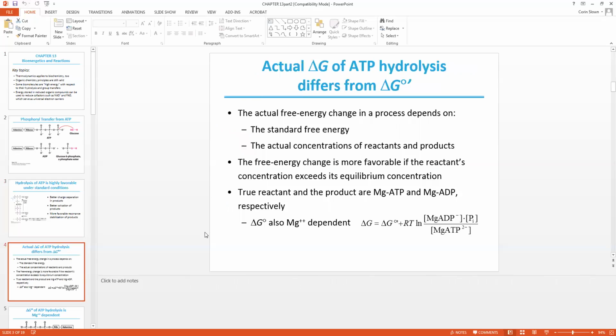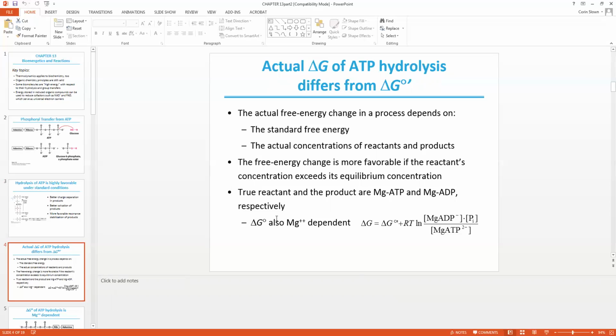When I'm thinking about the actual free energy change in a process, I know that that's going to depend on energy. It's also going to depend on the actual concentrations of the reactants and products. So free energy change is going to be more favorable if the reactant's concentration exceeds its equilibrium concentration. So again, think about that K equilibrium value and the fact that you want your products to be larger than your reactants in terms of concentration. So the true reactant and the product, right, are ATP and ADP respectively.